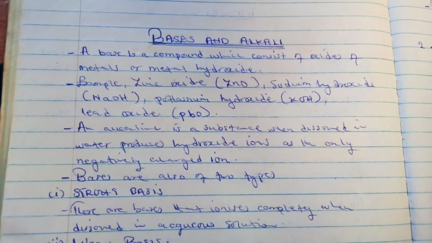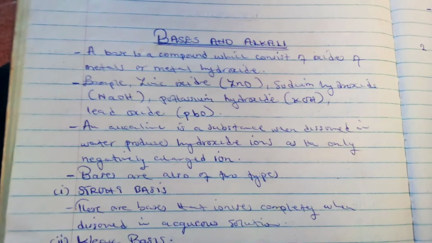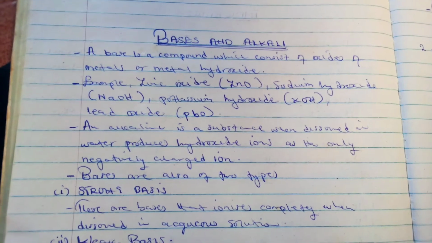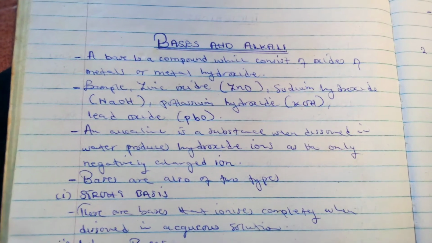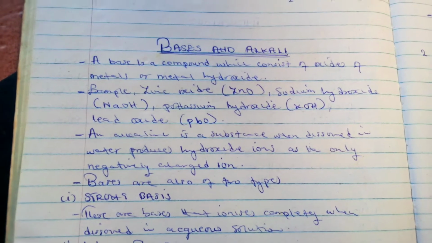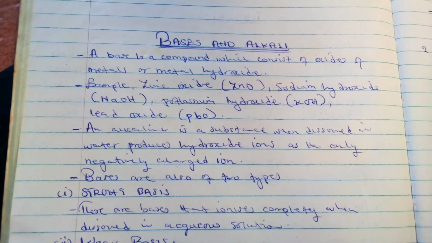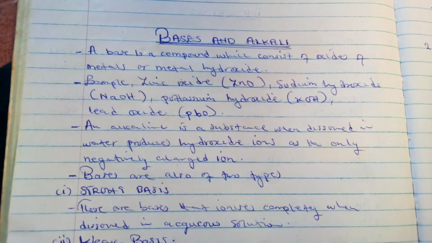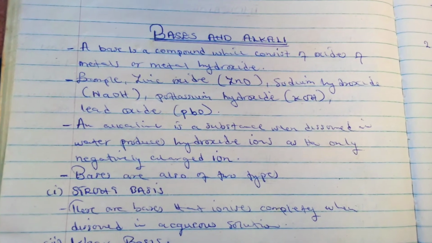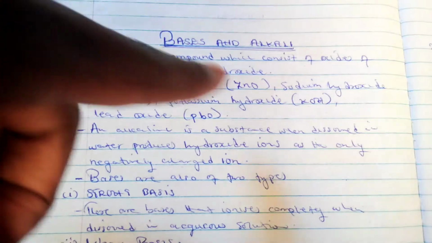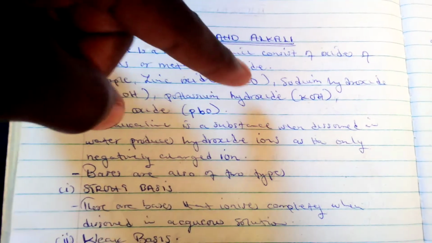Welcome. Last time we talked about acids, and today we want to continue with the bases and alkali. So what you should know is that a base is a compound which consists of oxides of metals or metal hydroxide. In other words, for example, sodium is written as sodium hydroxide. You also have zinc oxide.